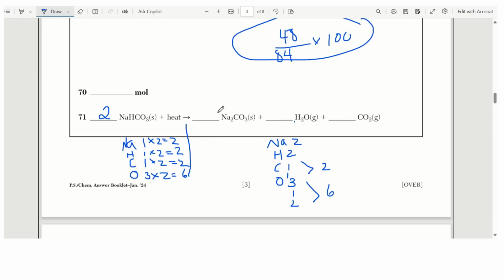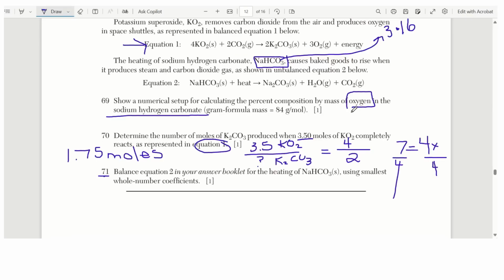Now I can leave everything blank. Or if blank stresses you out, 1, 1, 1. Or leave them blank. Totally fine.